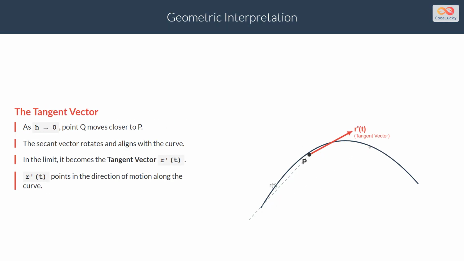Now, imagine we let h get smaller and smaller, approaching 0. Point Q moves along the curve towards point P. As this happens, the secant vector rotates until it aligns perfectly with the direction of the curve at point P in the limit. This becomes the tangent vector, r' of t.